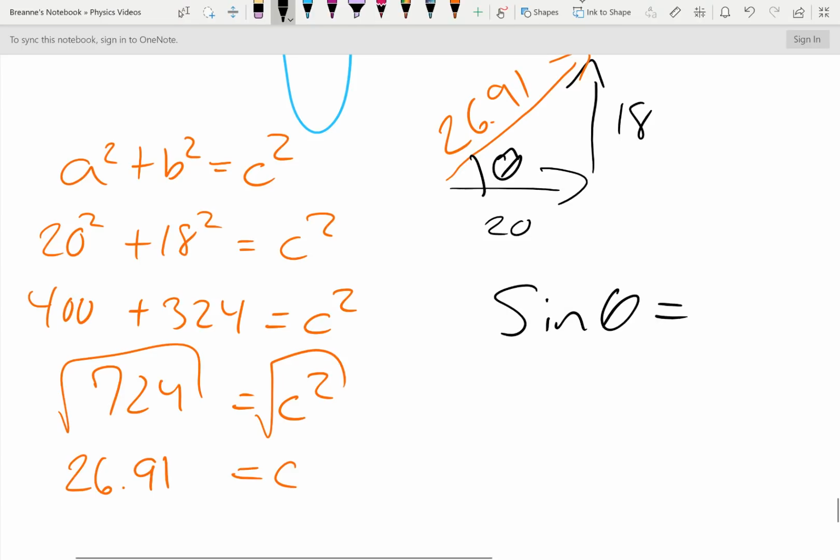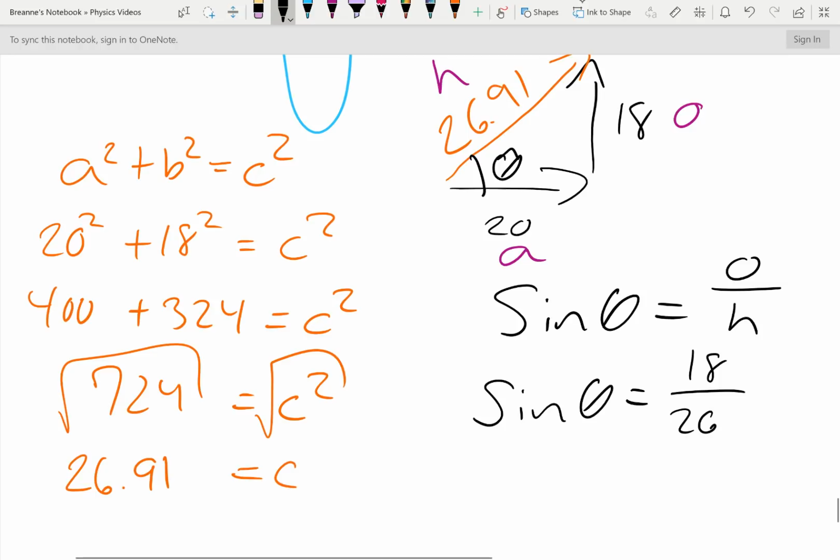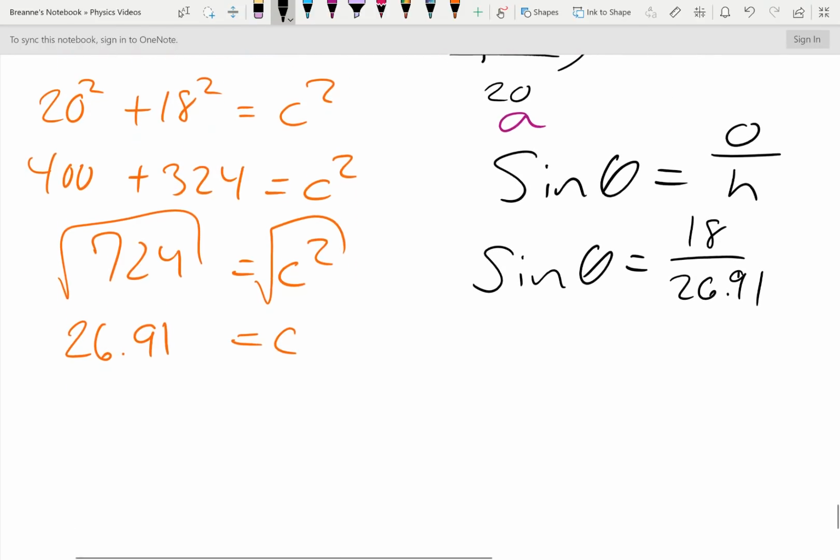So sine angle equals opposite over hypotenuse. This is your angle. 18 is your opposite. 20 is your adjacent. And 26.91 is your hypotenuse. You plug in what you got. We don't have angle, but we have opposite, 18, your hypotenuse is 26.91. We need theta by itself because that's what we're looking for. To get sine on the other side, you have to do the inverse.